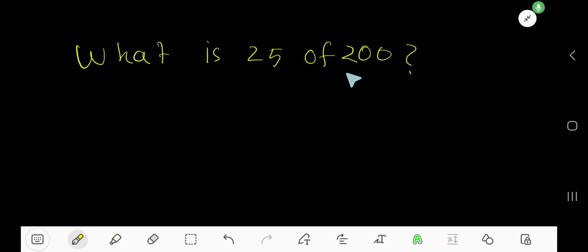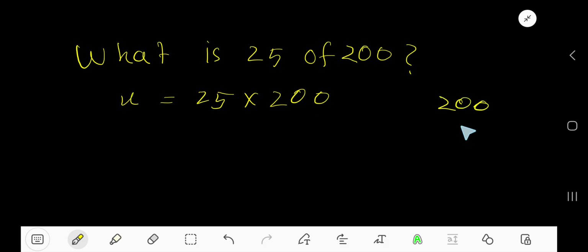What is 25% of 200? Let's say "what" means x, "is" means the equal sign, and "of" means the multiplication sign, then 200. Now multiply 25 and 200. You can write 200 here and 25 and multiply, and you will get the product. But look, I will take the shortcut way.